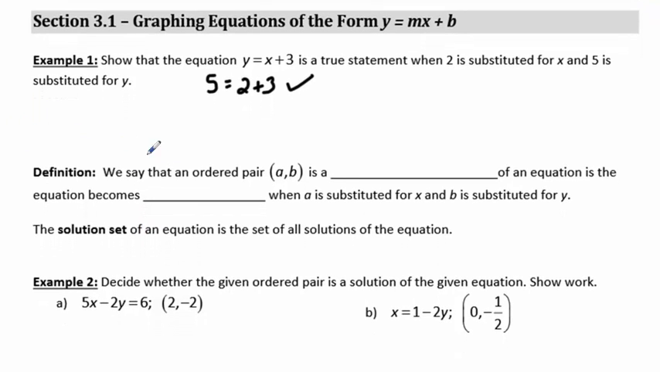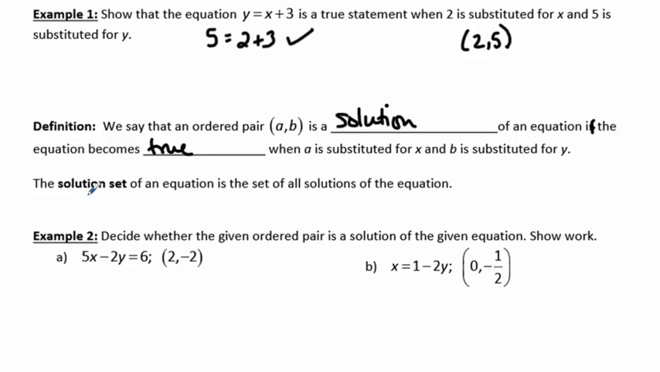All right. Definition: we say that an ordered pair A, B is a solution of an equation if the equation becomes true when A is substituted for x and B is substituted for y. So the ordered pair 2, 5 is a solution to the equation y equals x plus 3. The solution set of an equation is a set of all solutions of the equation.